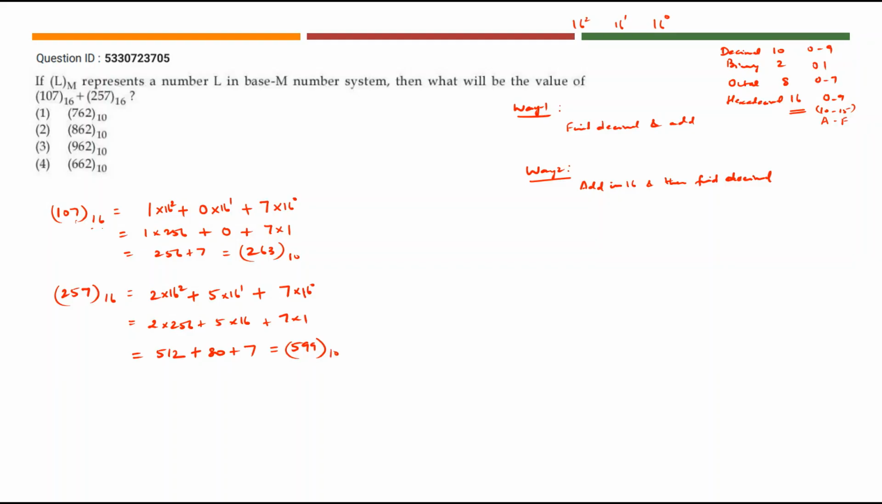Now you have base 10, and you know how to add in decimal. So let's go for addition. 263 plus 599. 9 plus 3 is 12. 1 plus 6 is 7, plus 9 is 16. 1 plus 2 is 3, plus 5 is 8. So the sum of these two numbers will be 862 to the base 10. Option number 2 will be the right answer. This is how we will be doing it by way 1.